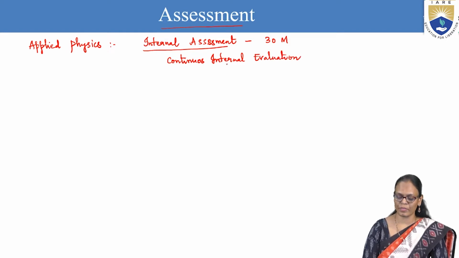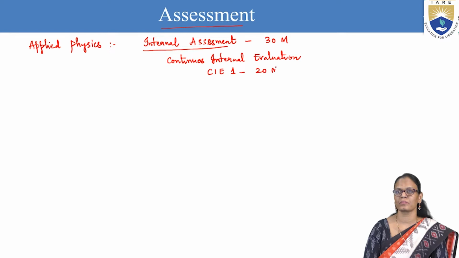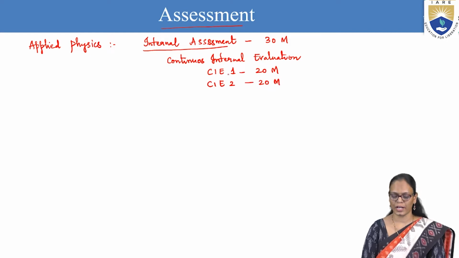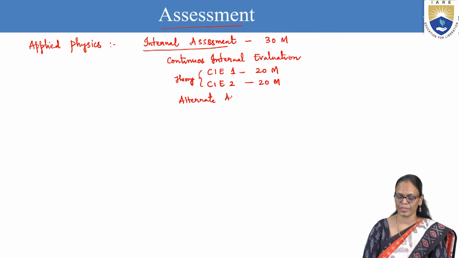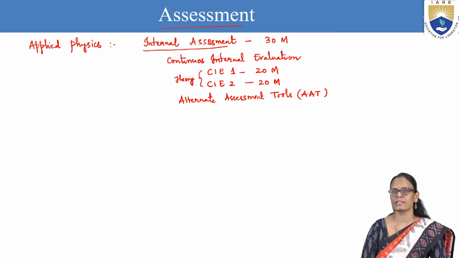In continuous internal evaluation, we have two, CIE 1, which will be for 20 marks, and CIE 2, which will be for 20 marks. There are two continuous internal evaluations. These will be theory. And then we have alternate assessment tools. We call it AAT. AAT stands for alternate assessment tool.